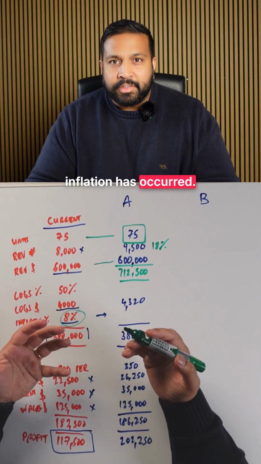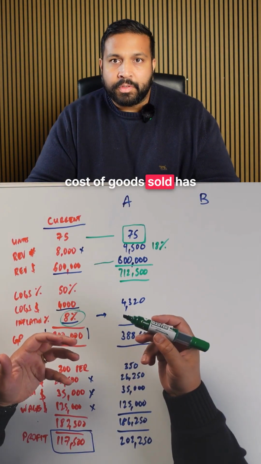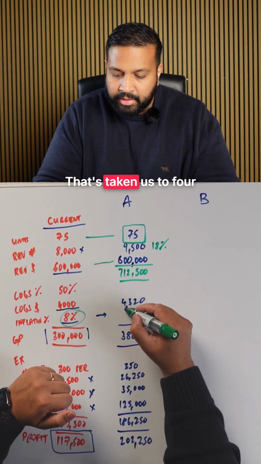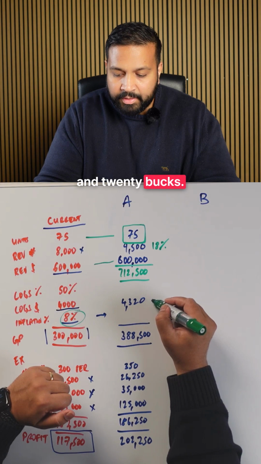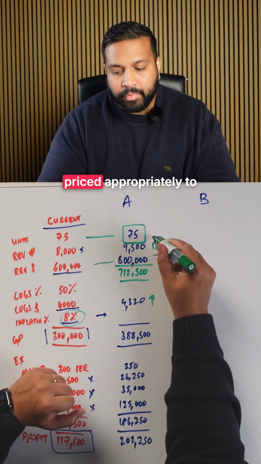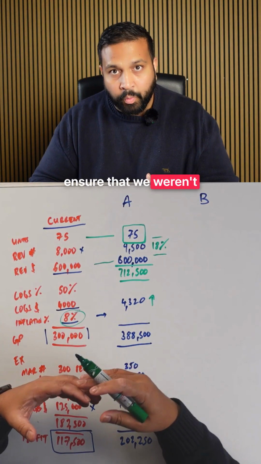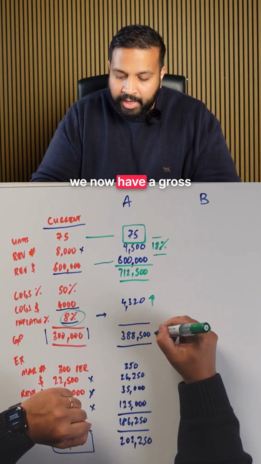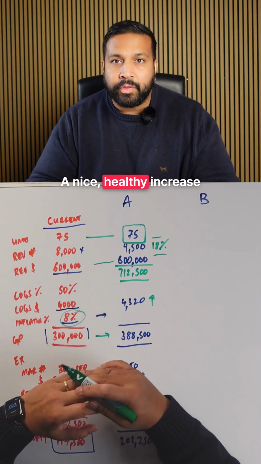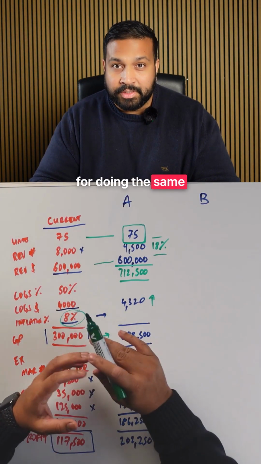But obviously inflation has occurred. Our cost base for our cost of goods sold has increased. So we've gone from 8% on our 4,000 base, has taken us to $4,320. So we got your increase. But still, because we planned for this and we priced appropriately to ensure that we weren't going back on margin, we now have a gross profit of $388,500. A nice, healthy increase from the year before for doing the same amount of work.